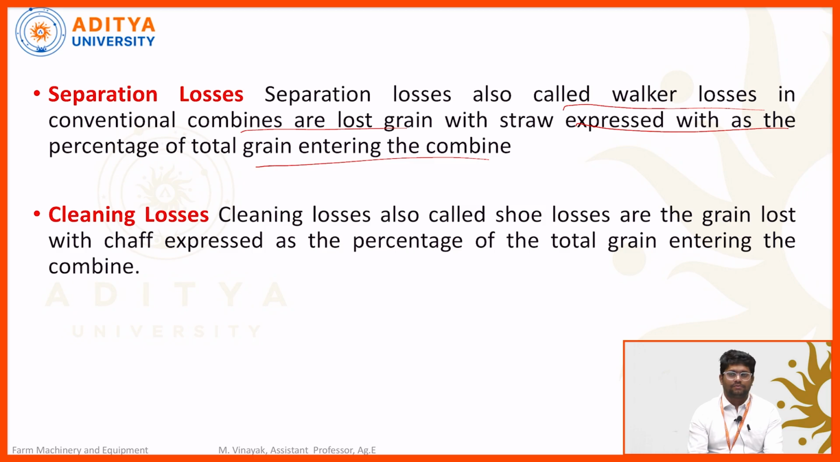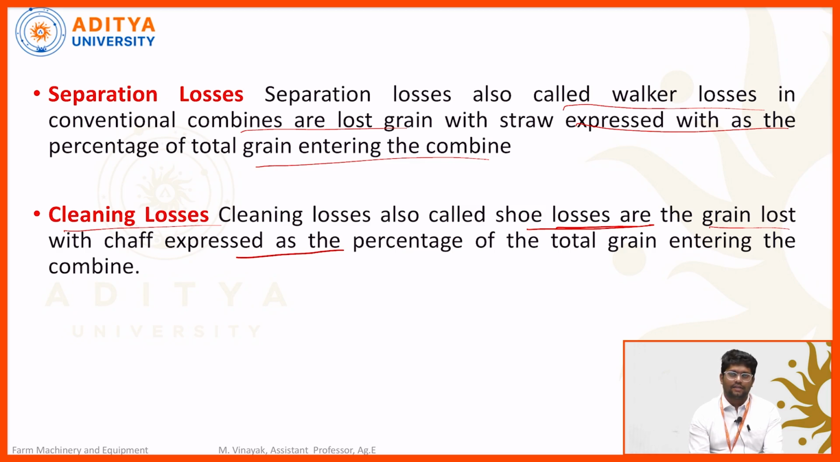So that loss may occur at the threshing chamber, at the separation chamber, or in the cleaning chamber, wherever it may be. We need to calculate all losses from this combine harvester. We need to calculate the threshing efficiency or grain input efficiency. Next one is the cleaning losses. Cleaning loss is also called the shoe losses. Here, by using the blower, we separate the grain from the chaff material. That comes under cleaning losses or shoe losses. The grain lost with the chaff is expressed as a percentage of the total grain entering the combine harvester.